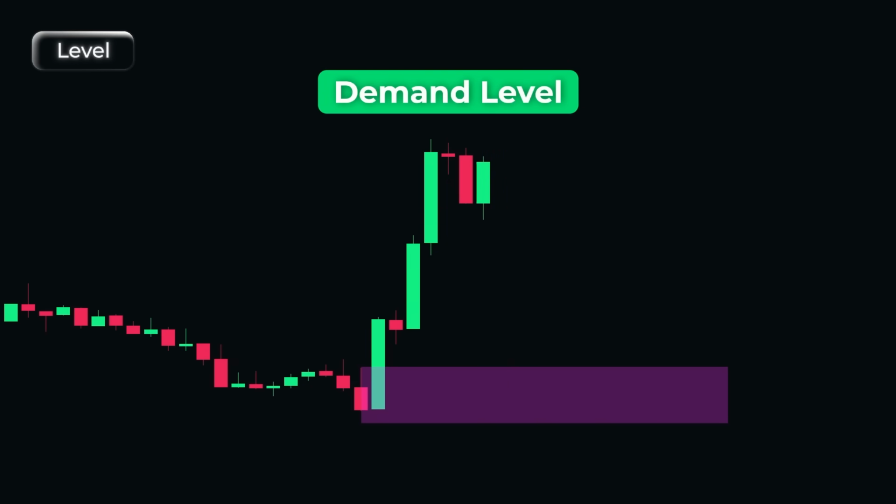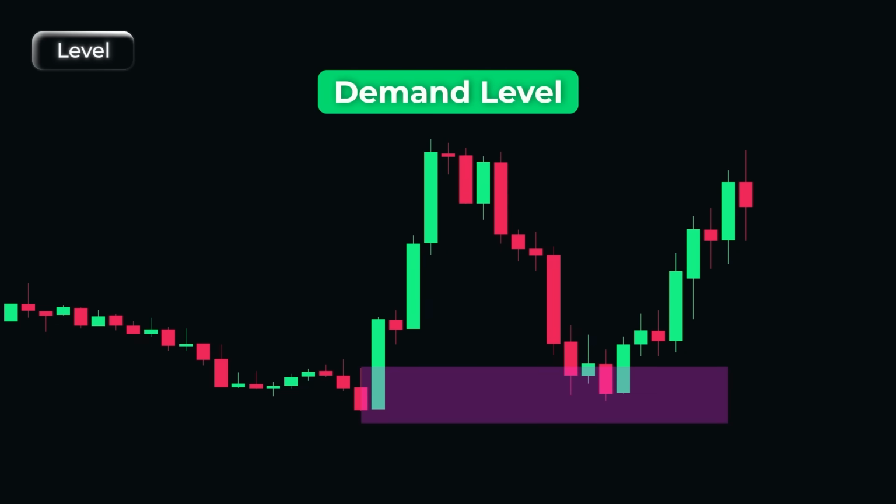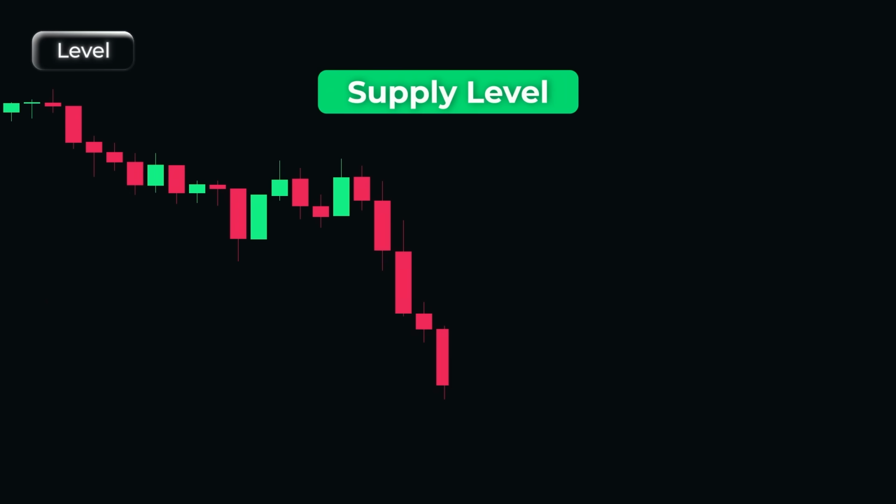So because the level represents aggressive buying that previously took place, it means next time, if price returns to that level again in the future, we can expect buyers to step in at that demand level, which is going to push the price up. It's the same thing for supply levels.